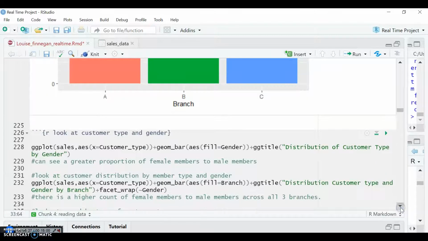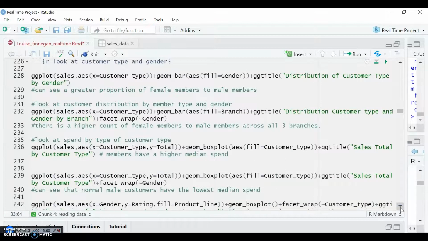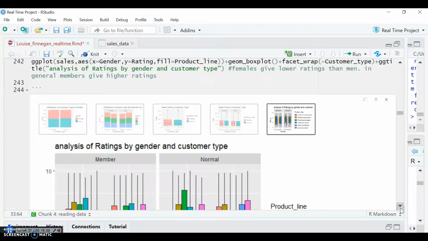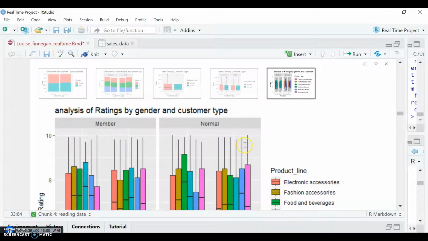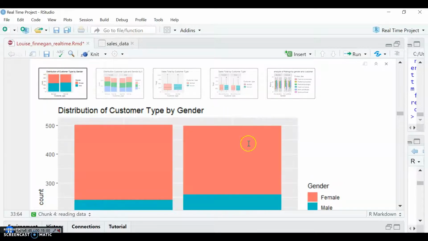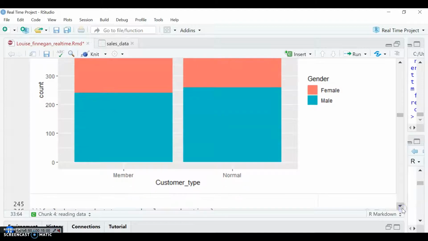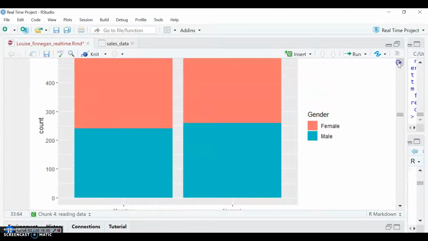Then I started to look at the customer type and gender, which I found quite interesting. So we could see straight away that we had a customer type. I'll just go down here to have a look at this. So we could see first of all that we have customer types by gender. We can see straight away that slightly more females are members than males.